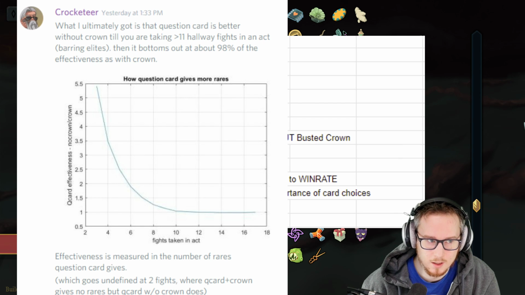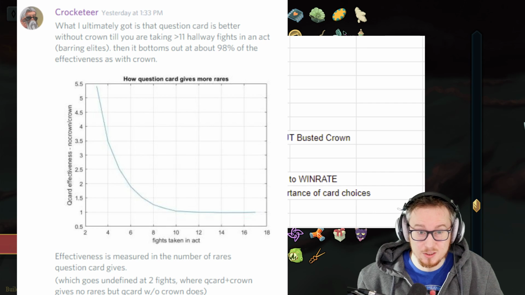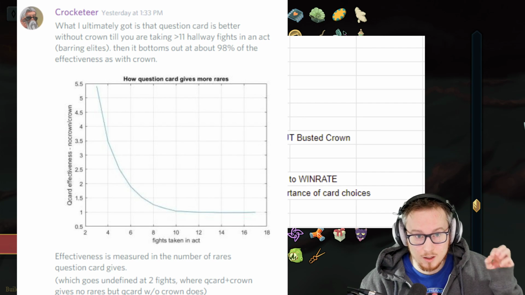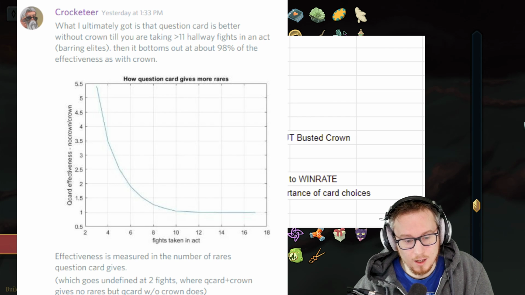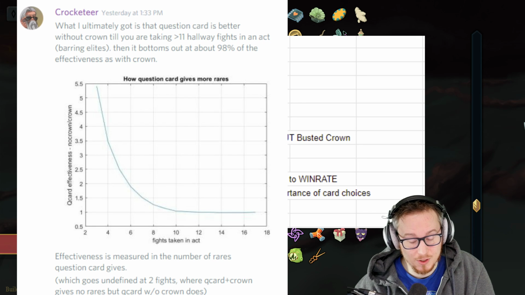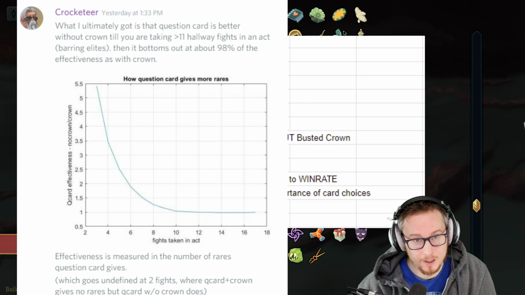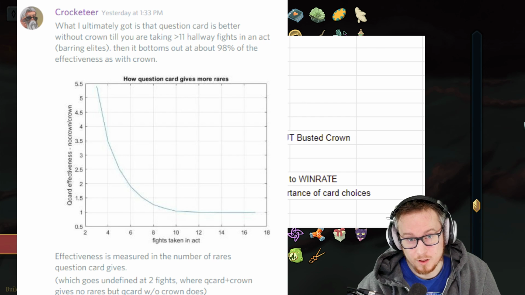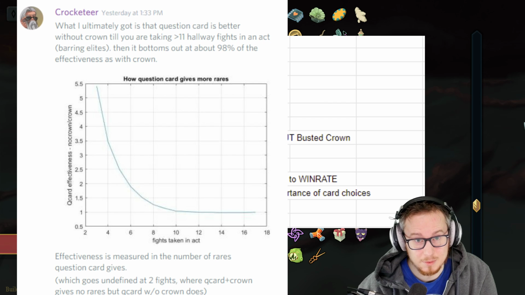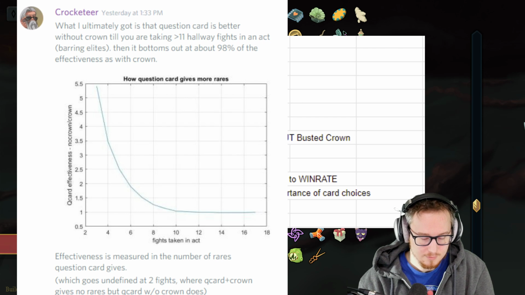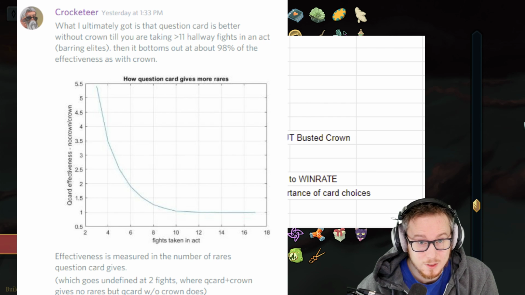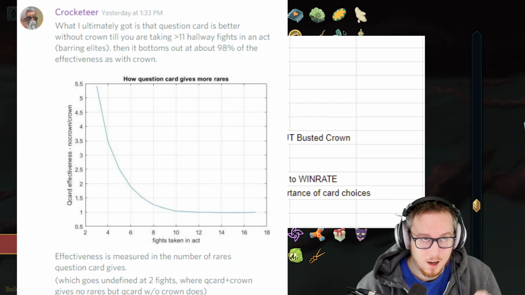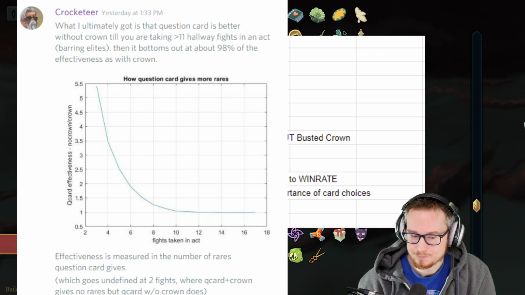So to frame this in a way that makes sense in a run that you're actually doing, if you take Busted Crown at the end of Act 1, walk into Act 2, have 3 hallway fights, and then an elite fight. Without Busted Crown, Question Card was 5 times as likely to make you a rare card before that elite fight than it was with Busted Crown. If you need an Immolate to beat the elite, or a Malaise or a Wraith Form or something like that to beat the elite in Electrodynamics, Question Card is 5 times, 500% more likely to make you a rare card before that elite, on the 3rd hallway fight, right before the elite fight.